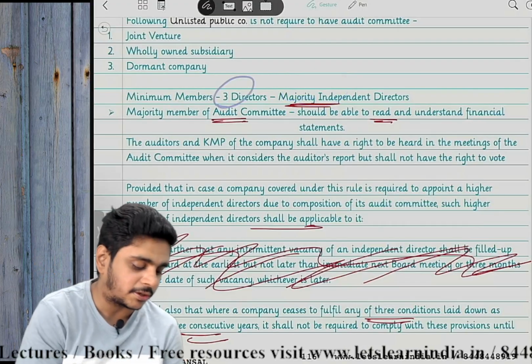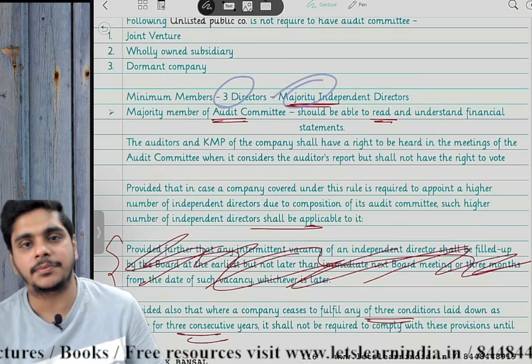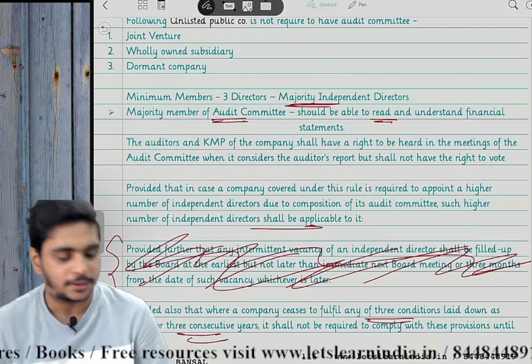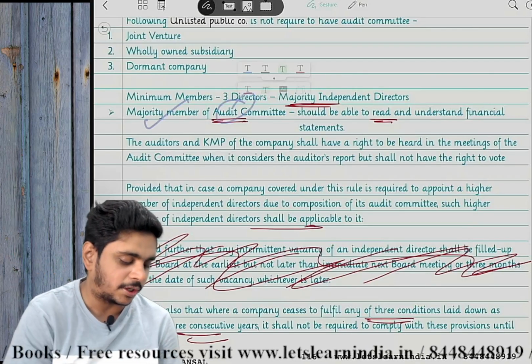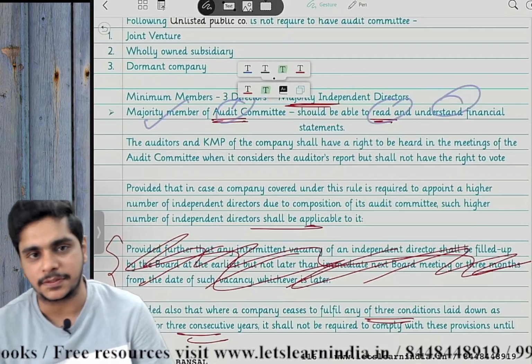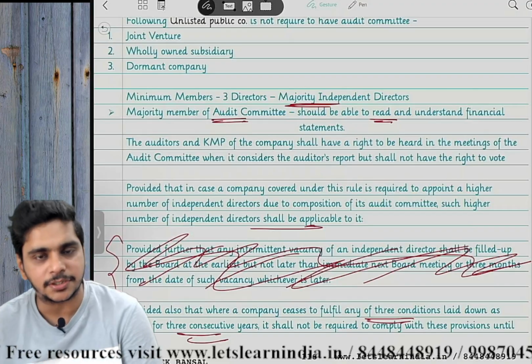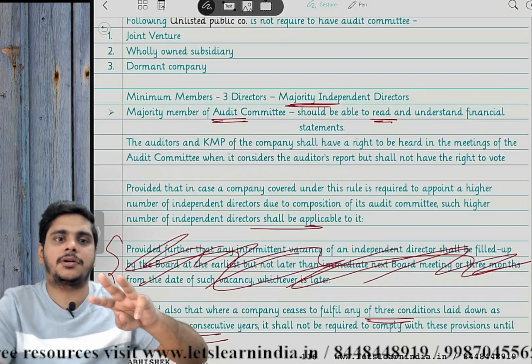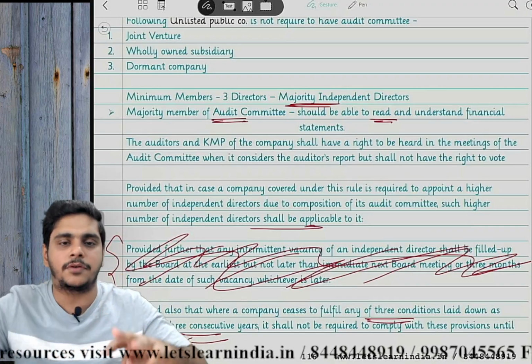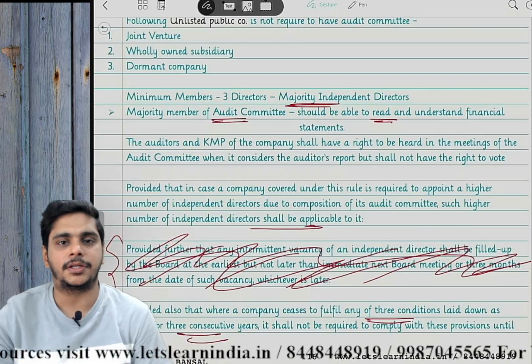Minimum 3 directors, out of which majority should be independent directors. Then majority of members of audit committee should be able to read and understand the financial statements.